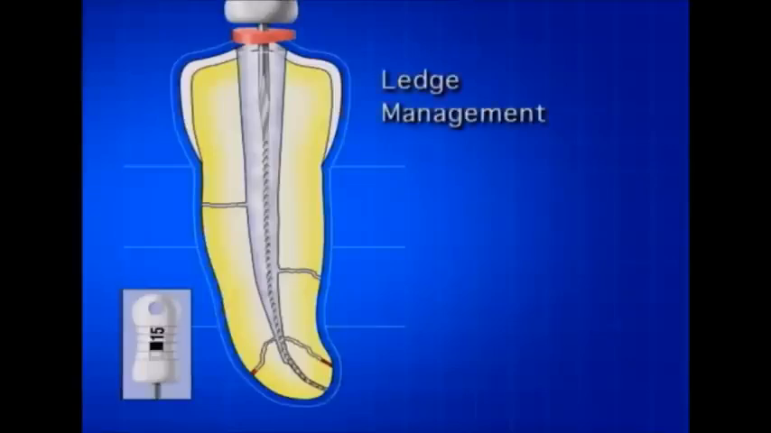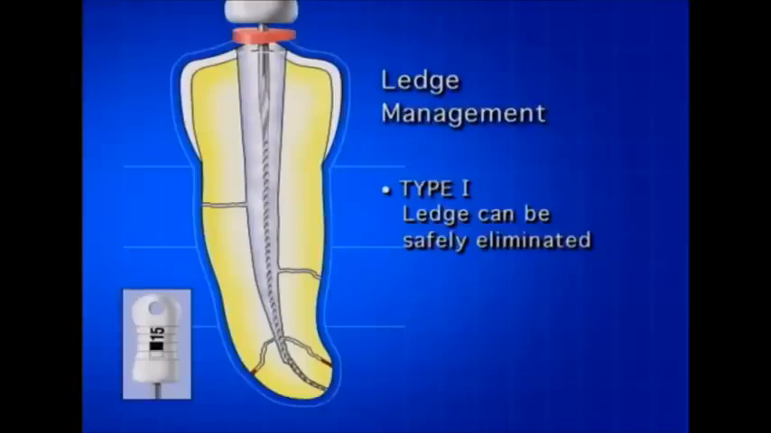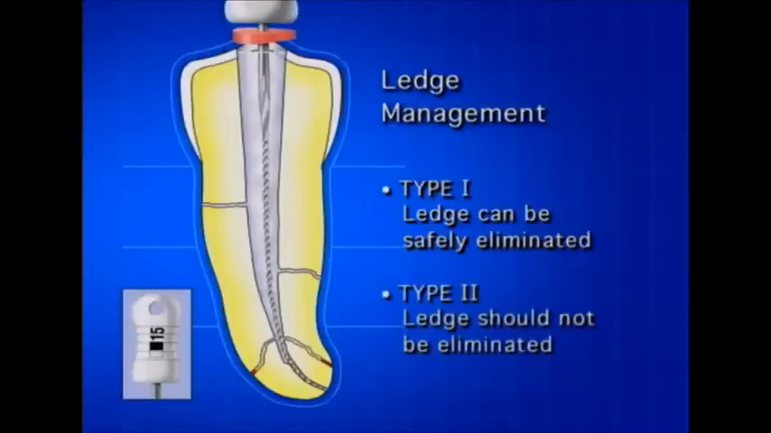Ledges may be classified into two types. A Type 1 ledge can be safely eliminated with attention towards observing the 4 shaping objectives to maximize remaining dentin. A Type 2 ledge should not be eliminated. Continued shaping procedures may potentially weaken or perforate the root. Let's take a look at how to manage both of these types of ledges.